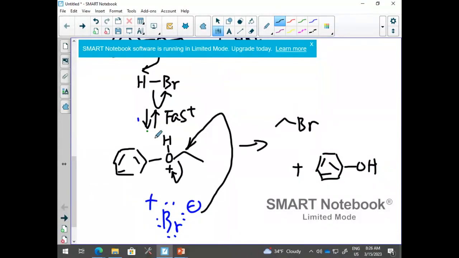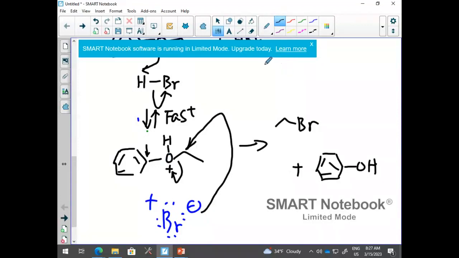The other reason for bromide not attacking this one is, what kind of attack will it be if bromide directly attacks this carbon before this carbon oxygen bond breaks? What's the mechanism? If this bromide were to attack this carbon before this carbon oxygen bond breaks, would this attack be SN1 or SN2? One? No, SN1 is when a leaving group breaks first to give you a carbocation.